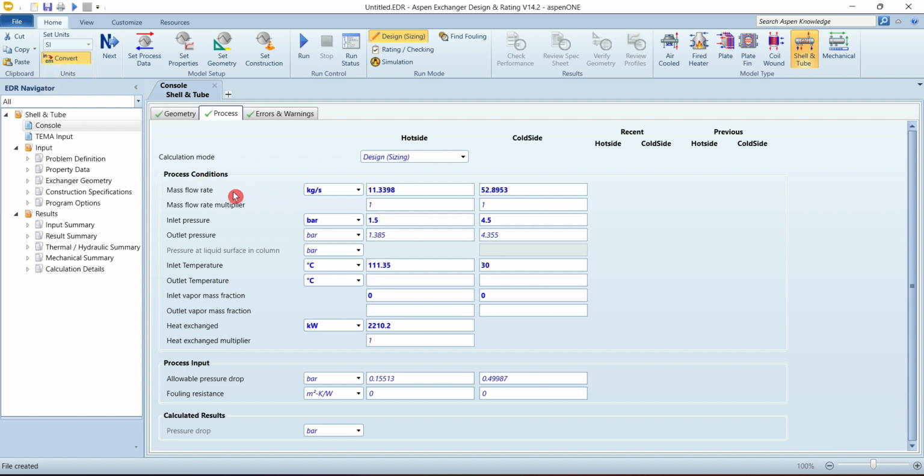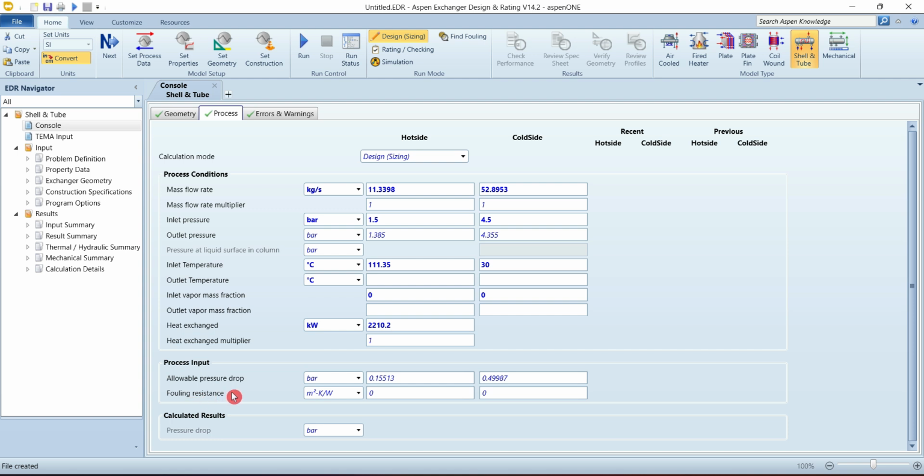So the mass flow rates of the hot side inlet and the cold side inlet are given. These are exactly the same information that we have called from there. Pressures are there. Inlet temperatures are there. The rest it can calculate, and the exchanger duty is there. It can calculate the discharge temperatures from the duty. This is the same duty, 2210. Additional information for sizing purposes: we have to provide the allowable pressure drop and the fouling resistance.